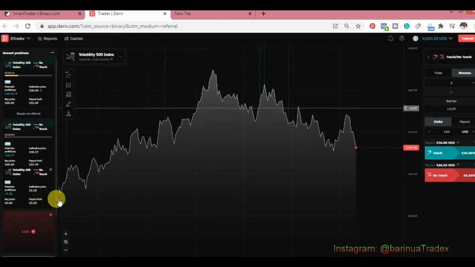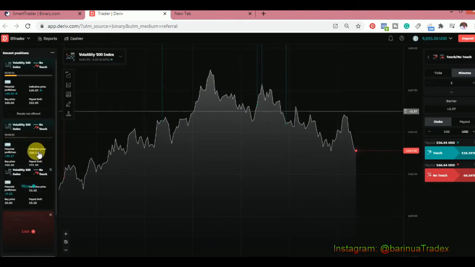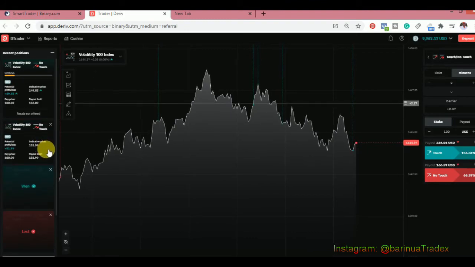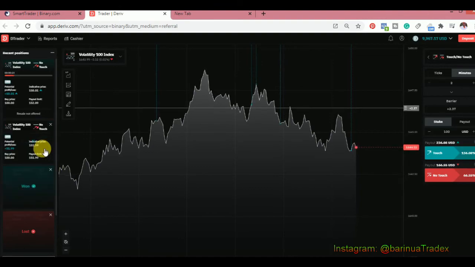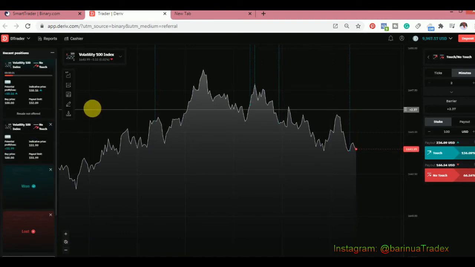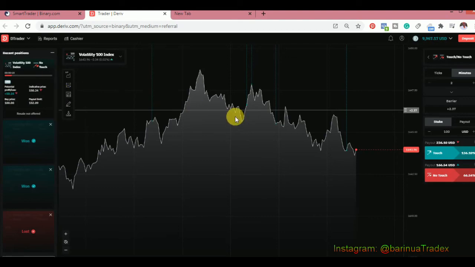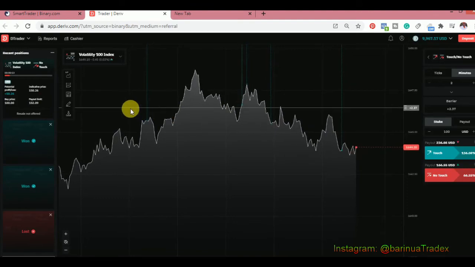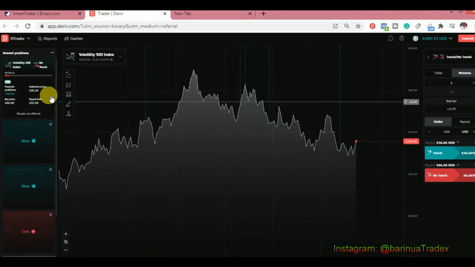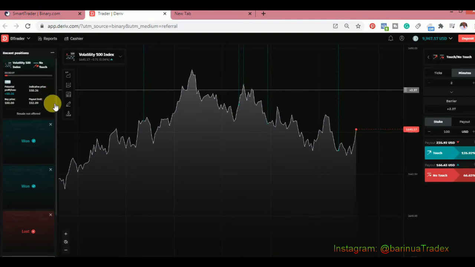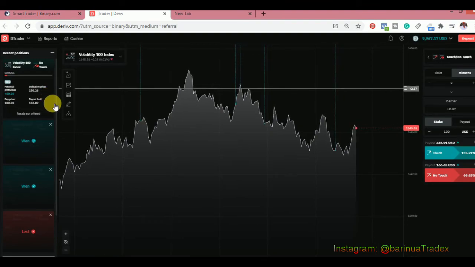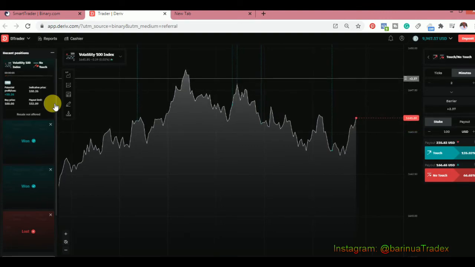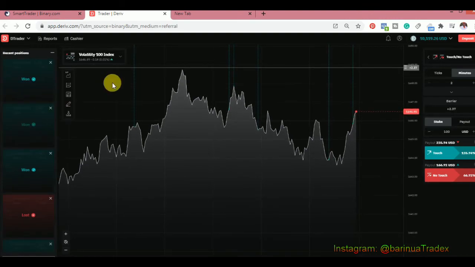So this trade just ended, and it ended in a win. This one ended in a win. Okay, you can see it's a win trade. All right, this one is about to end, and it's definitely ending in a win. Here we go. Yeah, that one ended in a win too.